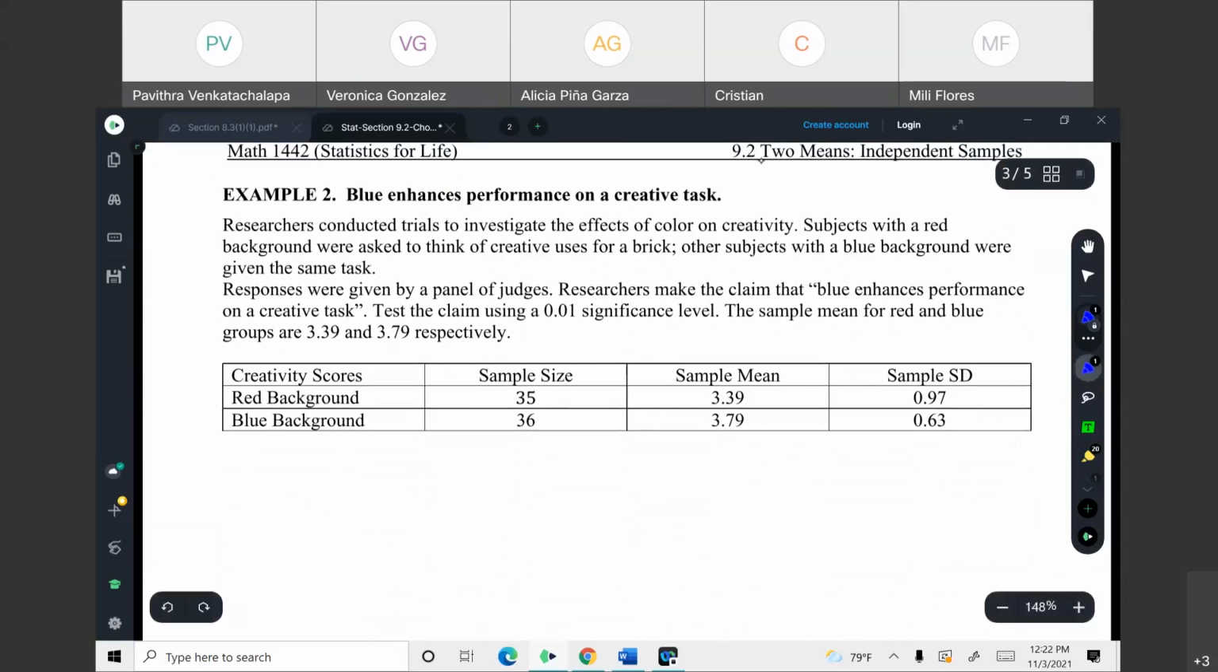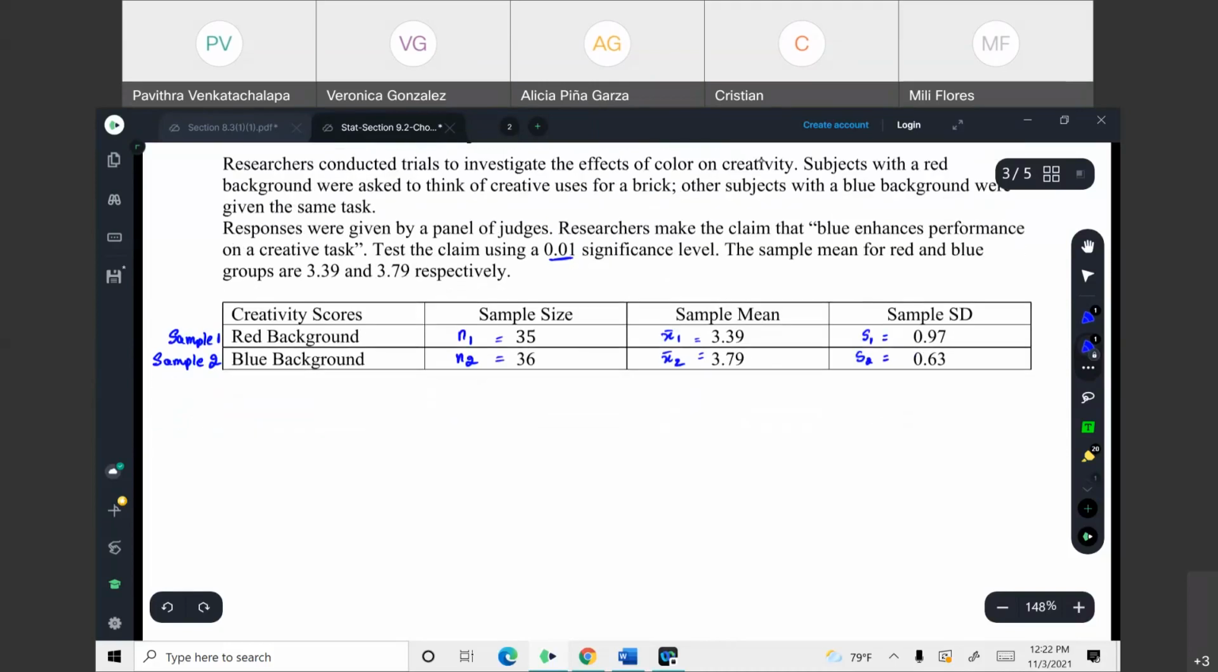Now, I'll just change or give the notations to this. I'll take this as sample 1. And this is sample 2. N1, N2, and this is sample mean. So I'll take it as mu1, mu2. Sorry, it's a sample, right? X bar 1, X bar 2, standard deviation S1 and S2. And alpha is given here, significance value. So I will take alpha as 0.01.